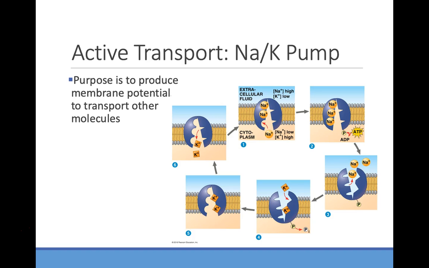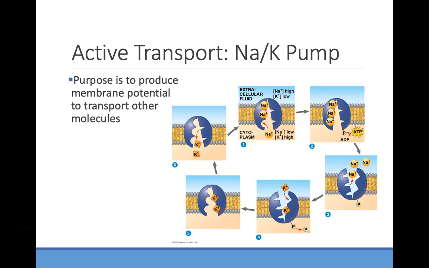But the purpose of this pump is to build up a concentration of potassium inside the cell and sodium outside the cell. And then when the cell is stimulated, those ions will flow through because they have a charge, because they have an energy potential, and that's what moves the signal.